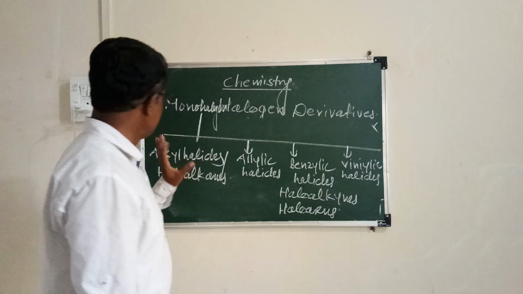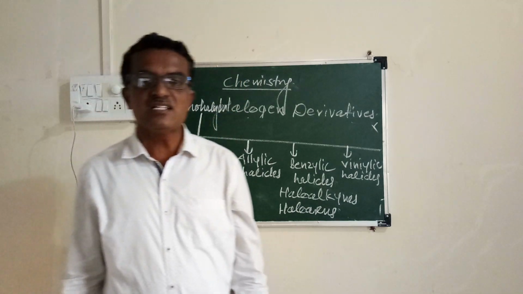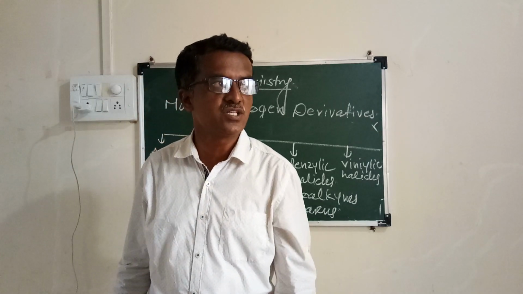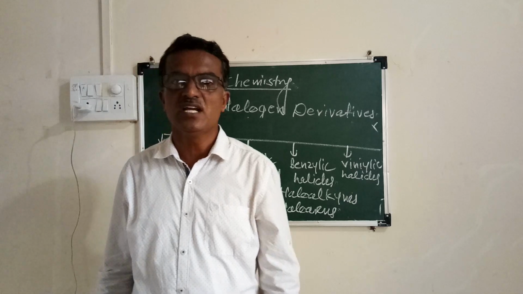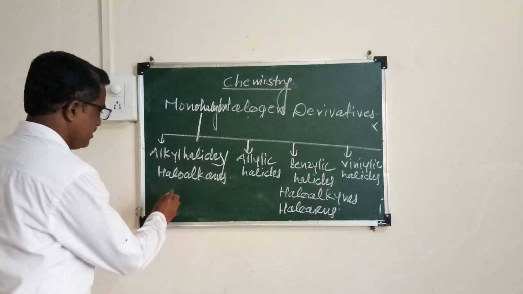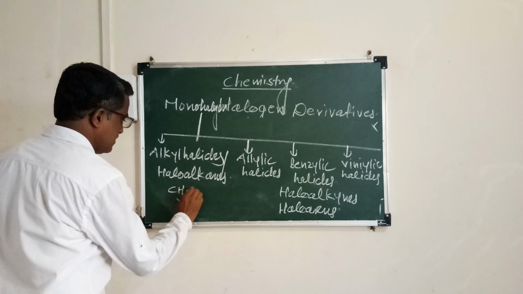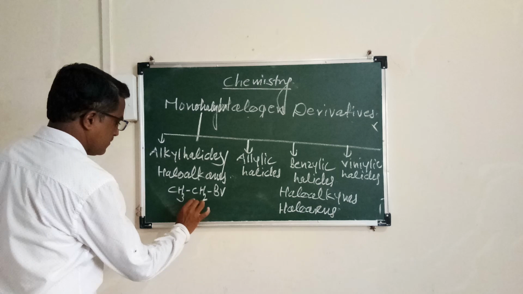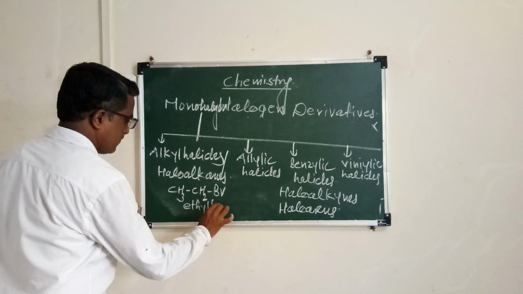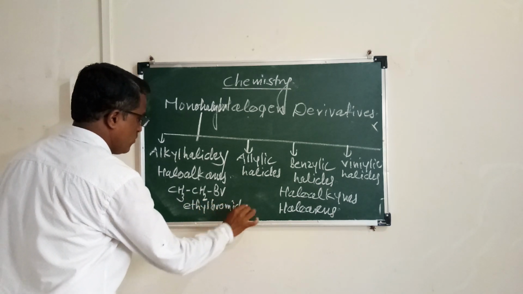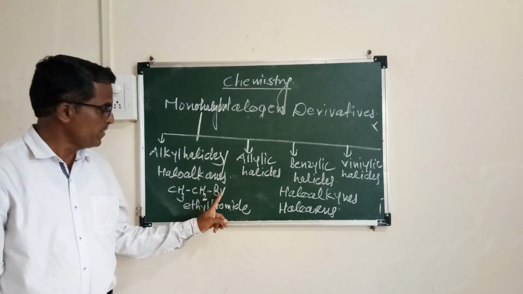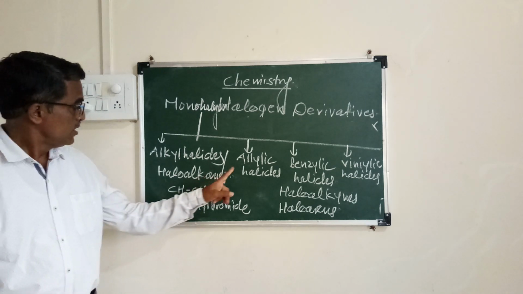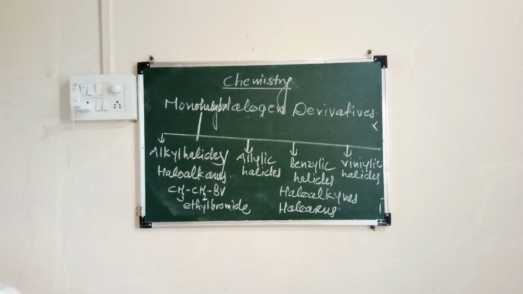Now first of all, what is meant by alkyl halides? Alkyl halides are those monohalogen derivatives of alkanes in which the halogen atom is attached to that carbon atom which is in sp3 hybrid state. Example: CH3-CH2-Br, ethyl bromide or bromoethane. In this example, the bromine atom is attached to the carbon atom which is in sp3 hybrid state.